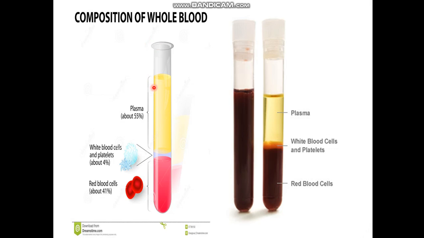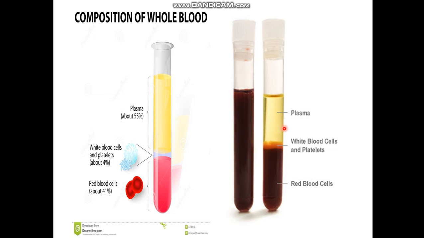Composition of the whole blood. This is a schematic representation, and this is a real picture. For example, we took a sample from a person and put the blood sample in a test tube. This is before centrifugation, before we separate the components, and this is the aspect of the blood. After centrifugation, meaning separation, we notice that the plasma occupies this part, then the white blood cells and the platelets, and the red blood cells are at the bottom of the tube. Why? Because the red blood cells are dense, heavier.